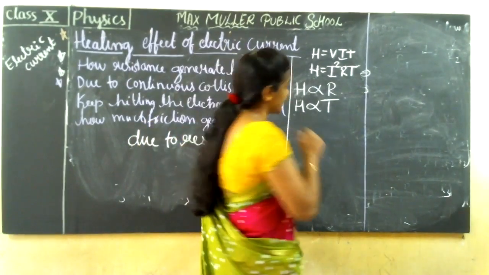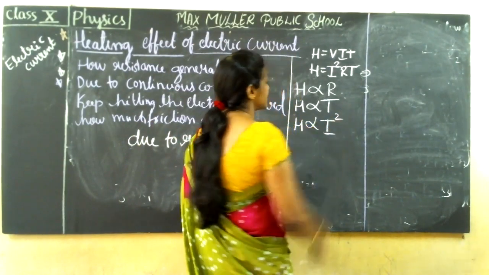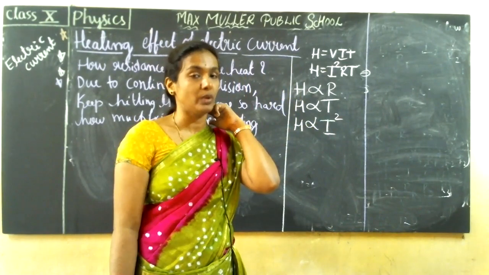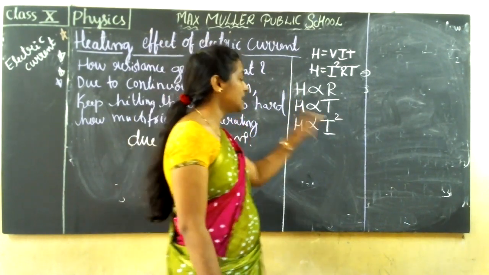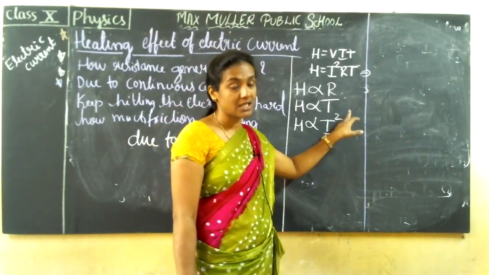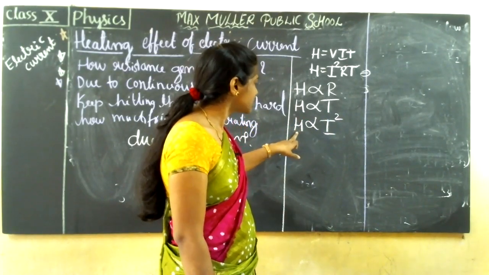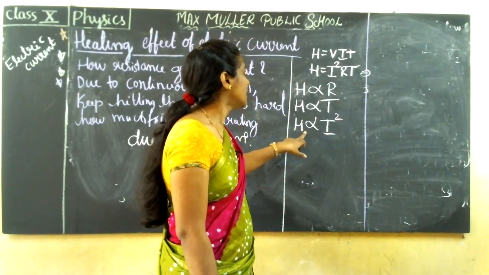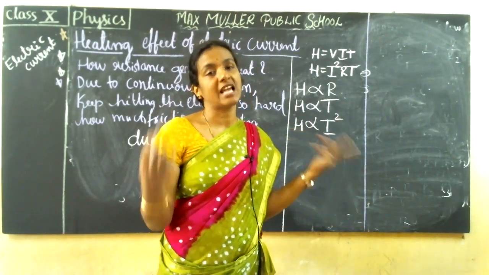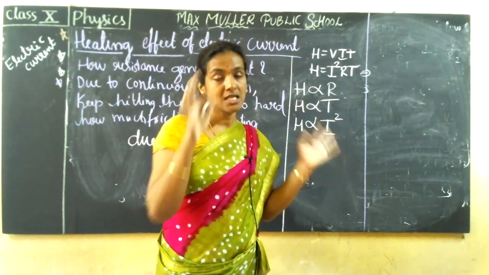Okay. The third point is that the heating effect is directly proportional to I square. It means if the current is doubled, the heat increases. It is proven, and it is there in your textbook also. So the heating effect is directly proportional to I square. You may ask me, ma'am, why did you take it as I square? It is proven that the heat in the circuit depends on the square of the current.